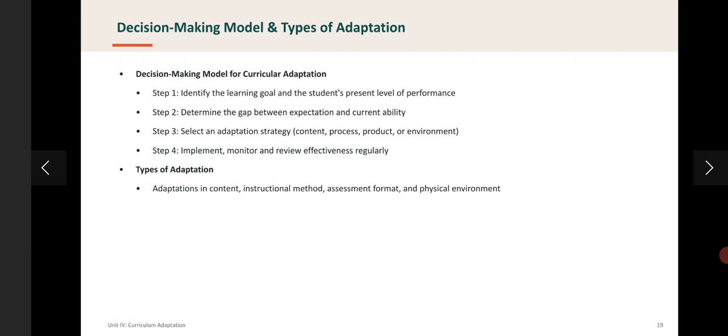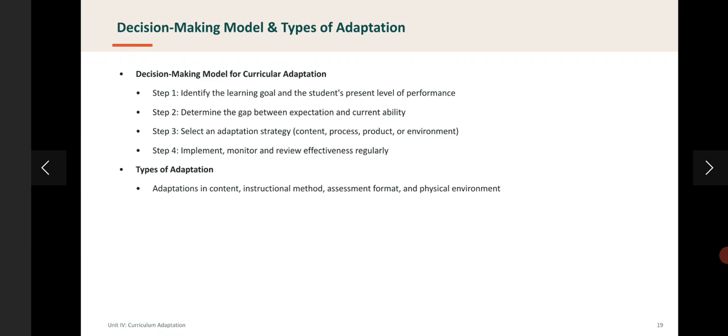So this decision making model is designed for designing a curriculum adaptation. Step 1. Identify the learning goal and student's present level of performance. You can draw a flowchart also. Step 2. Determine the gap between expectation and current ability. What is expected? What has been identified as their goal? And currently, how is the ability.